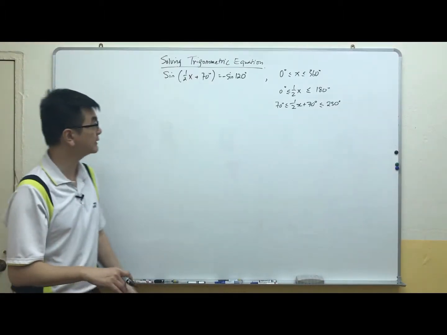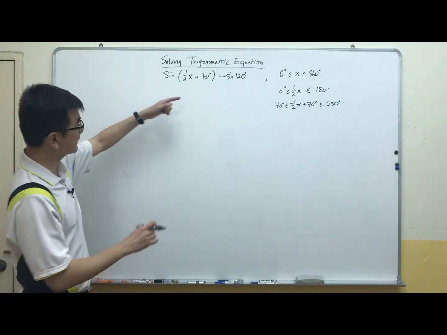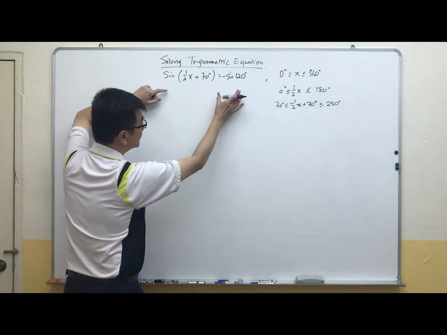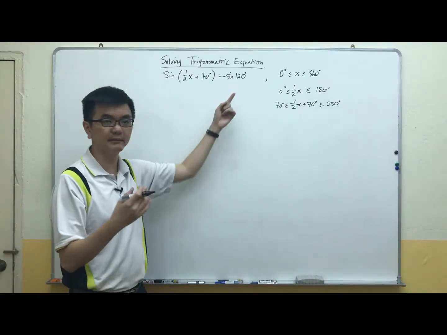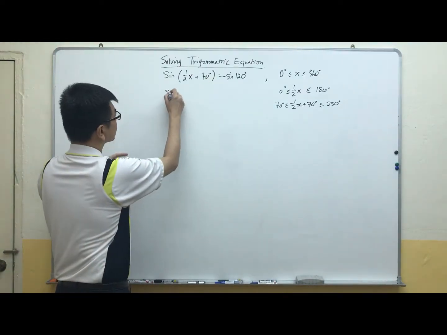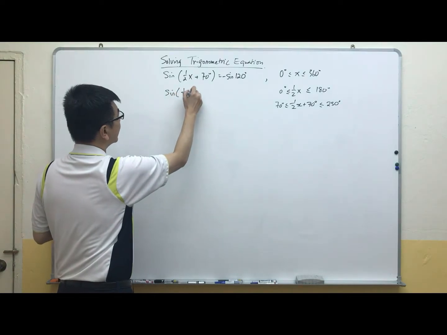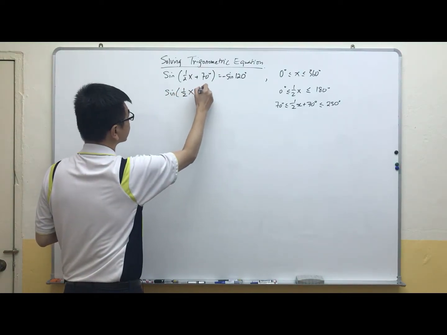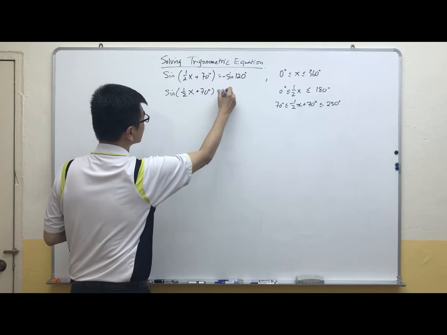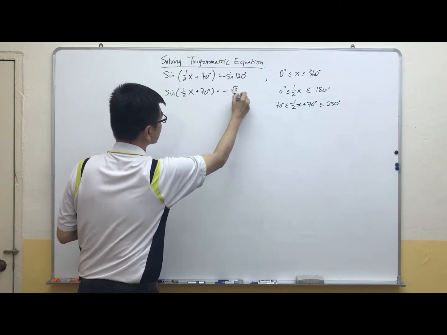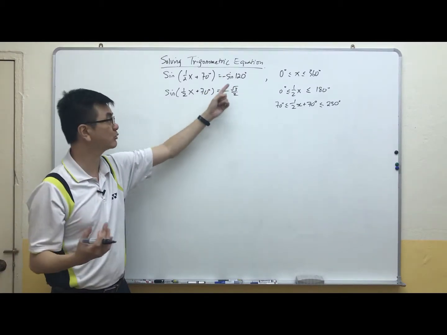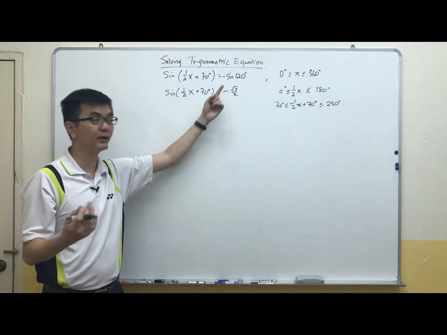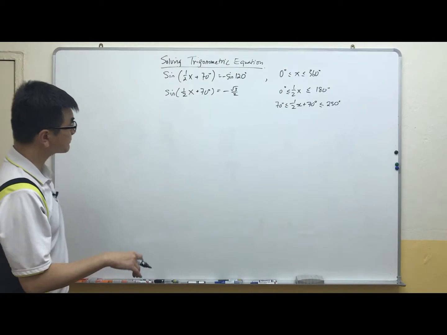This domain is important in determining where the angle will be located when we are solving the problem later. Let's take a look at this equation. I have minus sine 120, so I can express this in terms of a value. I've got sine of half x plus 70 degrees equals minus root 3 over 2. This is a special angle; you can press a calculator to find out the value, and it's actually root 3 over 2.